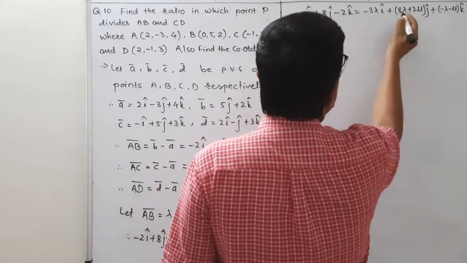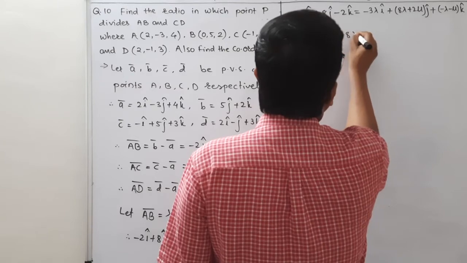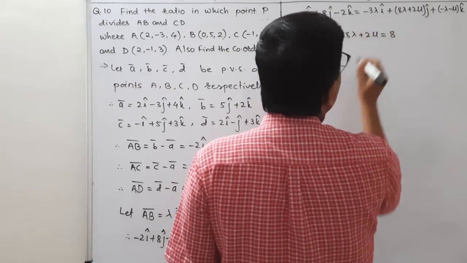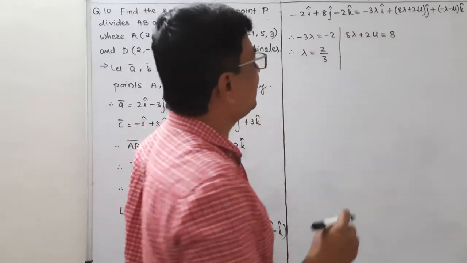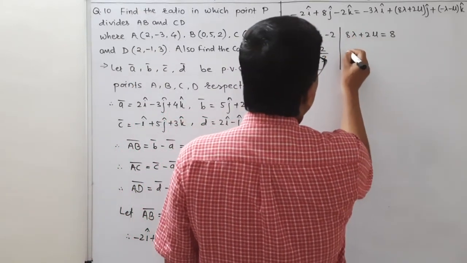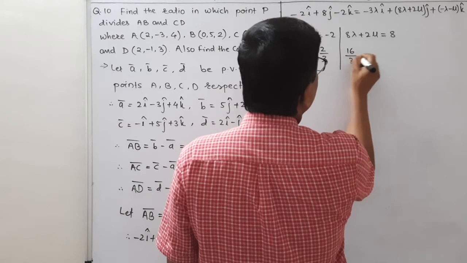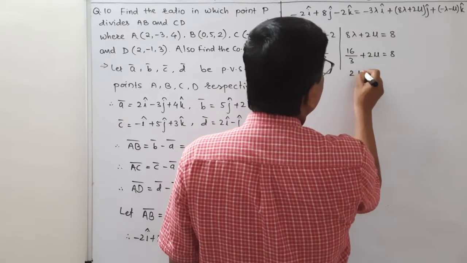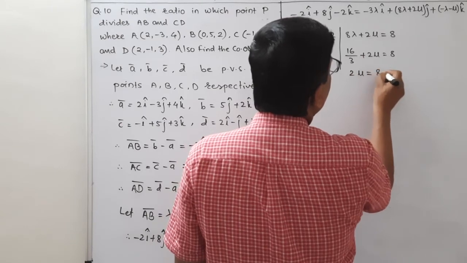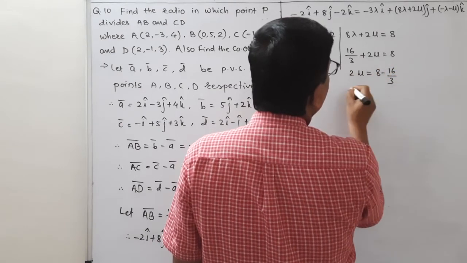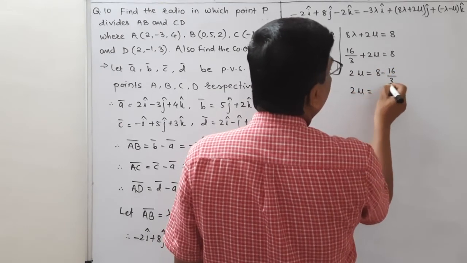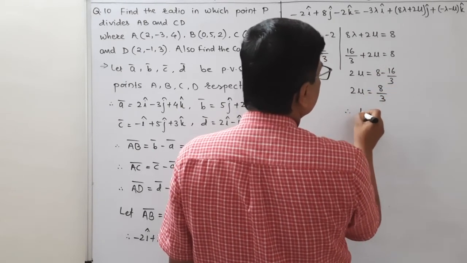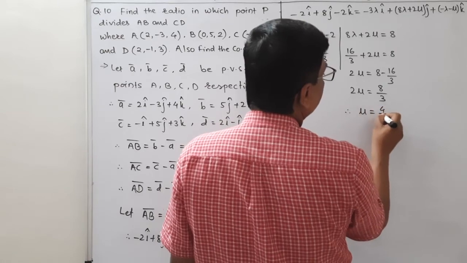दूसरा रिलेशन है 8 lambda plus 2 mu is equal to 8. लैम्बडा की वैल्यू इसमें रख देते हैं तो ये आएगा 16/3 plus 2 mu is equal to 8, 2 mu is equal to 8 minus 16 by 3, 2 mu is equal to (24 minus 16) is 8 by 3, therefore mu is equal to 4 by 3.